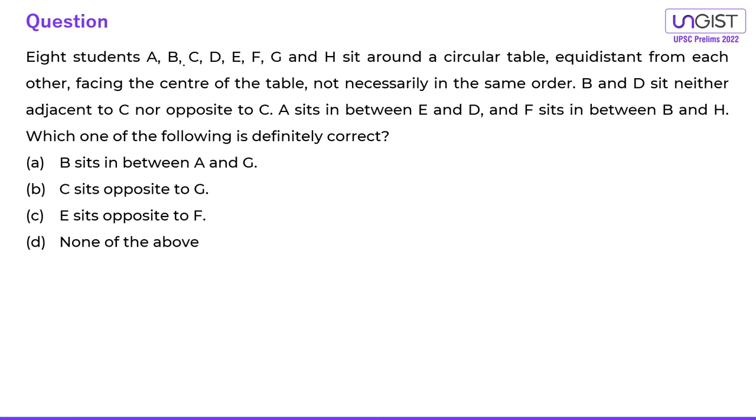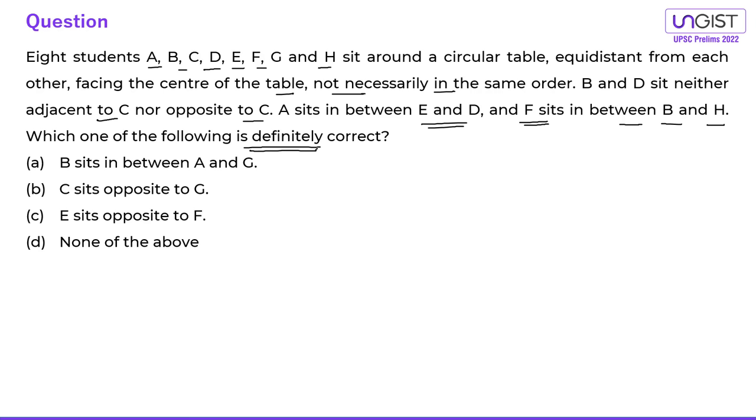Next question says, 8 students A, B, C, D, E, F, G, and H sit around a circular table, equidistant from each other, facing the center of the table, not necessarily in the same order. B and D sit neither adjacent to C nor opposite to C. A sits in between E and D, and F sits in between B and H. Which one of the following statements is definitely correct?